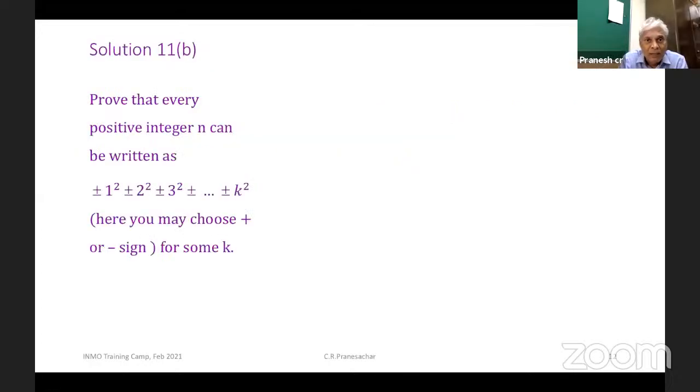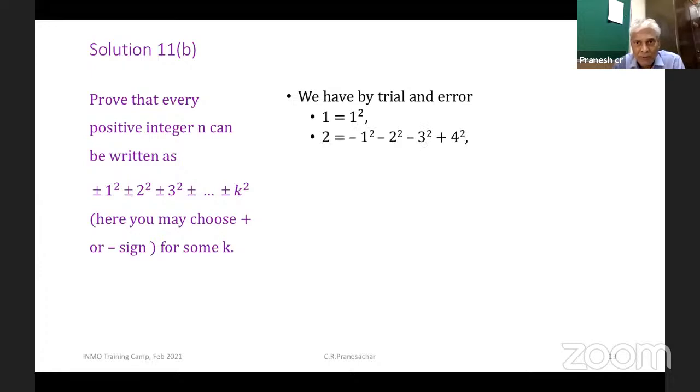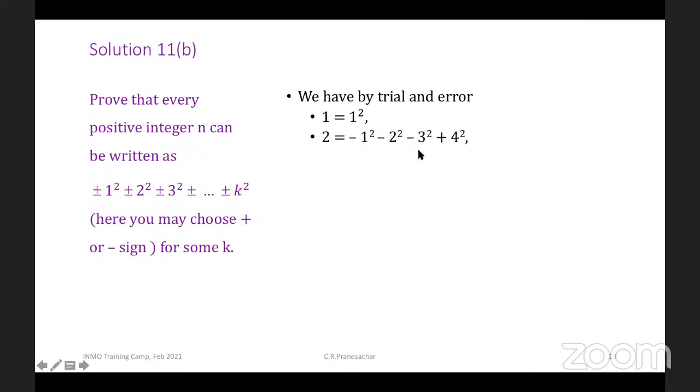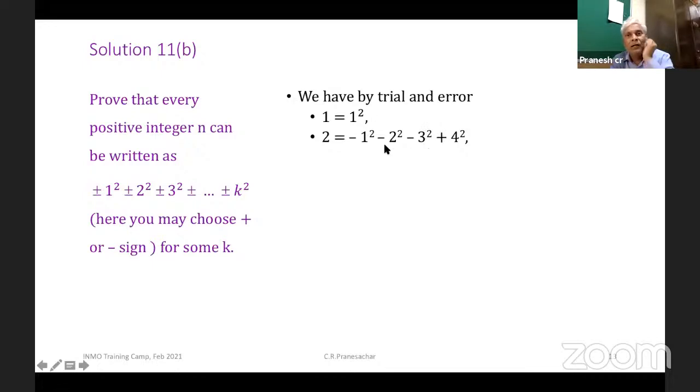Yes, you're right. So by trial and error, 1 is 1 squared. 2, as somebody pointed out, is minus 1 squared, minus 2 squared, minus 3 squared, plus 4 squared. The first 2 numbers alone won't work because the sum is odd. Whatever combination you take, it will be an odd number. But 3 squared is too large when compared to 1 squared and 2 squared. Therefore, you won't get 2 again. But if you take 4 squared, now you subtract the first 3 squares, you will get 2.